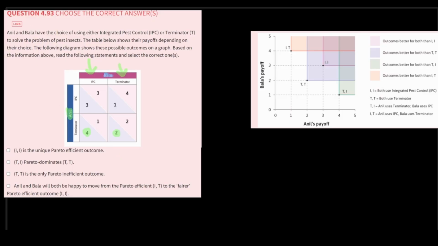Switch the game around, we'll now play as Bala. If Anil chooses IPC, what does Bala choose, 3 or 4? 4 is the better payoff, so we'll go that route. And if Anil chooses Terminator, what is Bala's best response, 1 or 2? 2 is the better response there. So we get our Nash equilibrium, which, hey, they both also have dominant strategies, so it's also our dominant equilibrium. Great. And let's do that in this brown color to showcase that. That is TT. That's our Nash equilibrium. Okay, what do we have for true comments?